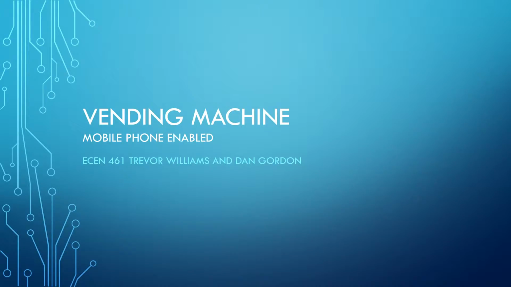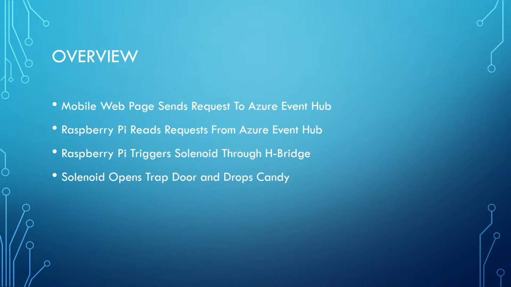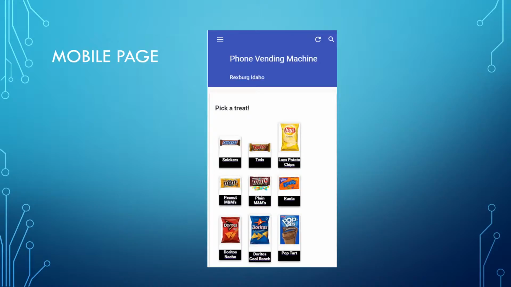And this is our mobile phone enabled vending machine app that we created for ECN 461. Okay, we're going to talk about generally how it works from phone to candy, and we have a few diagrams to illustrate that. First of all, starting from the phone, this screenshot indicates something that a user might see as they were ready to select the candy or a treat.